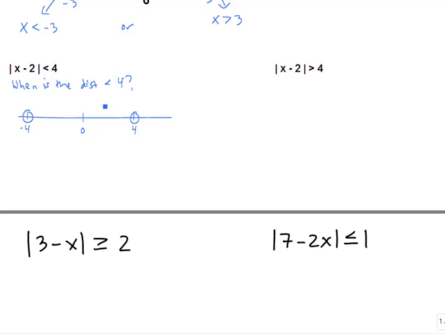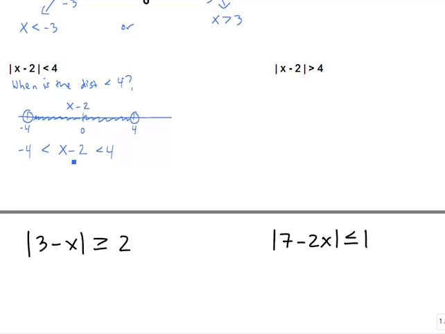And if I want the distance to be less than 4, then I want all my choices to be within these two endpoints. So what we're going to do is force x minus 2 to be between negative 4 and positive 4. So this basically creates a triple inequality. We want x minus 2 to be between negative 4 and positive 4. So it has to be greater than negative 4, but at the same time less than 4. So there's our intersection right there. Now all we have to do is solve this triple inequality, and we'll have our values of x.